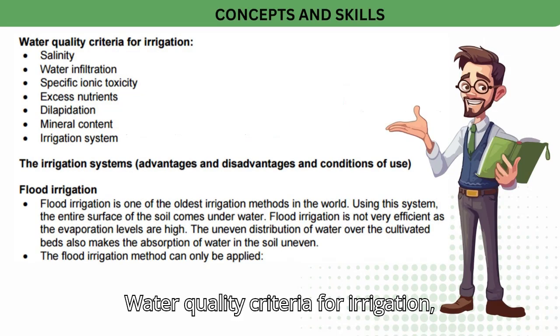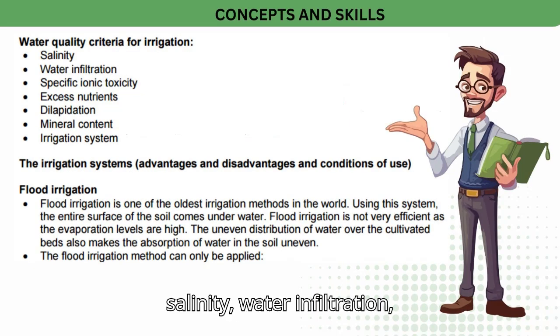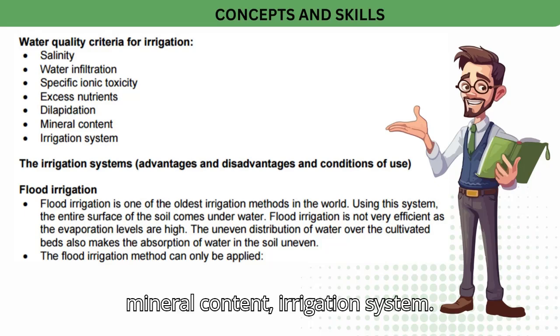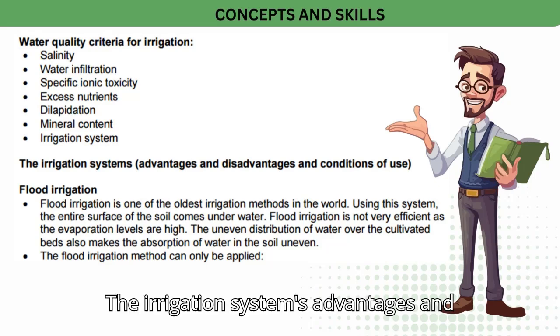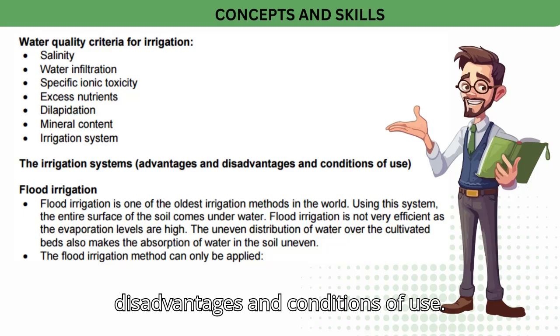Water quality criteria for irrigation. Salinity. Water infiltration. Specific ionic toxicity. Excess nutrients. Mineral content. Irrigation system. The irrigation system's advantages and disadvantages and conditions of use.